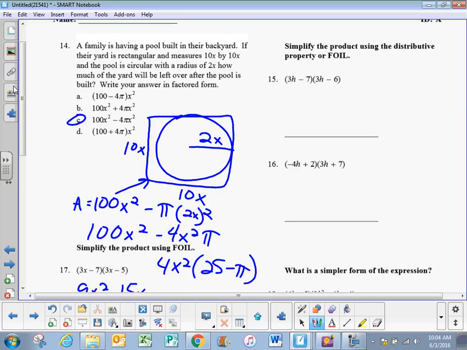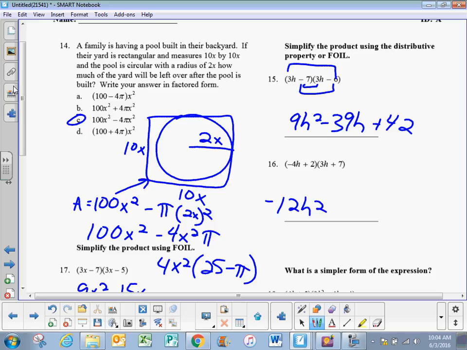Okay, 15, 9h squared, minus 18 and minus 21 makes minus 39h plus 42. This one will be negative 12h squared, minus 28 plus 6. I'm doing it in my head for the sake of time. You should be writing it out on your paper. Isn't it plus 56? Minus 28 plus 6 would be minus 22, plus 14.